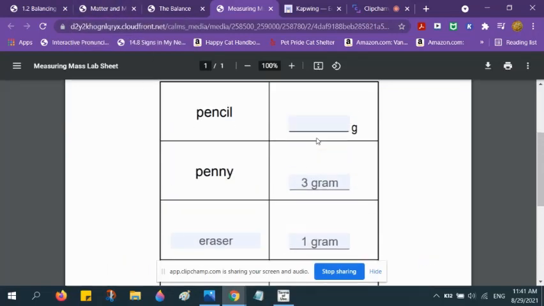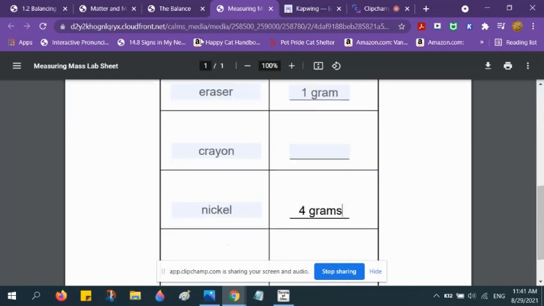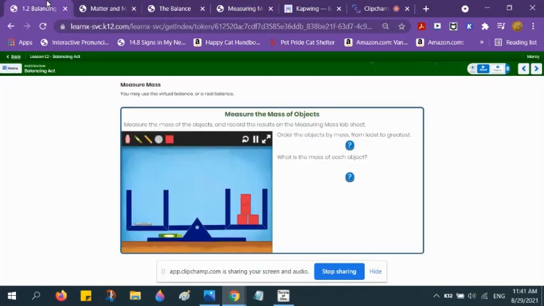Okay, the penny was 3 grams. Looks like the nickel is heavier than the penny. What would you say? Is it heavier or lighter? 1 gram heavier. Okay, now let's try. This wouldn't move. Let's try restarting. Okay. Yeah, it's moving back up in the air.